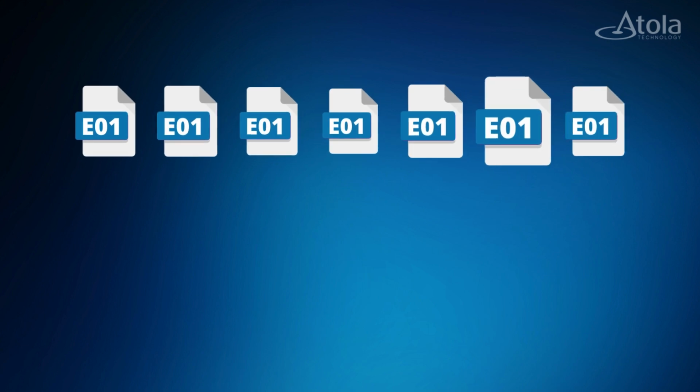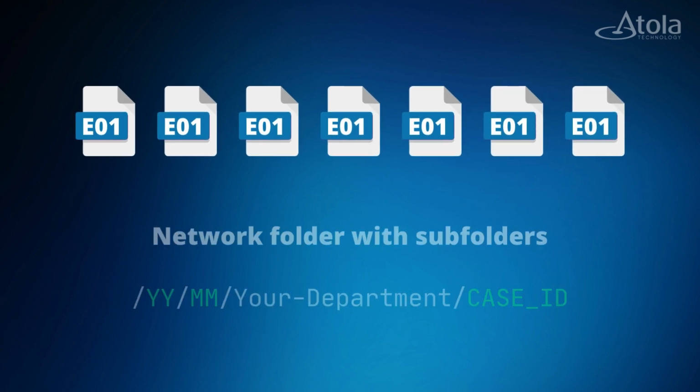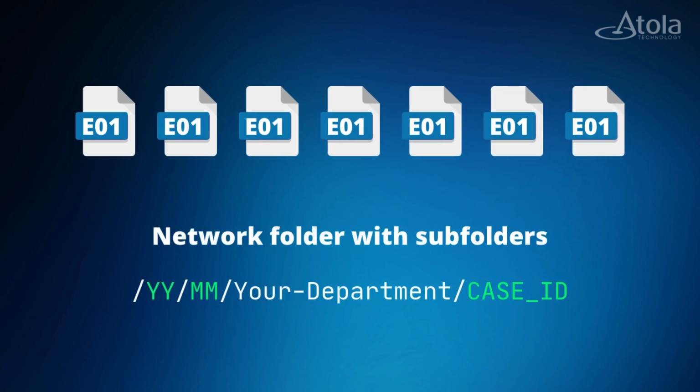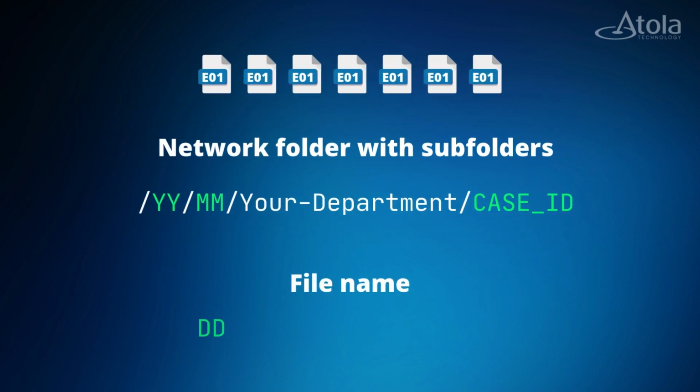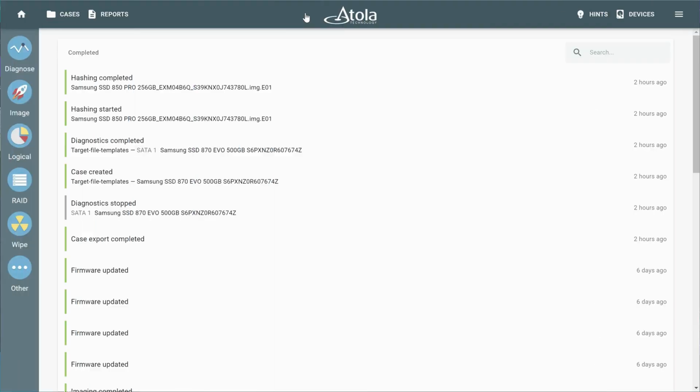Say you want to image a bunch of drives into E01 files in a network folder like this, with subfolders for the current year, then month, then your department name, and finally the case ID. A file name must contain day, source device model, and serial in the current time. Here's how to do it in TaskForce.